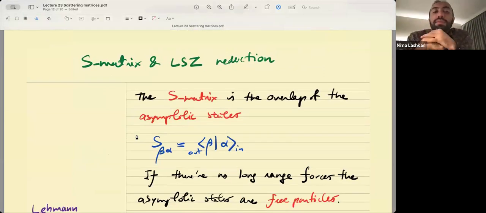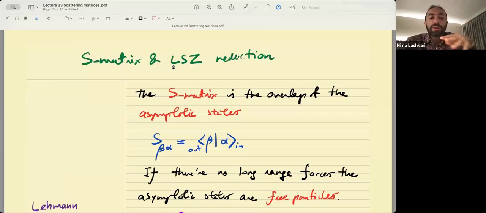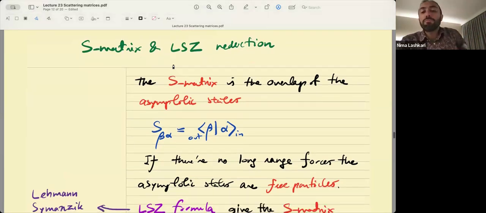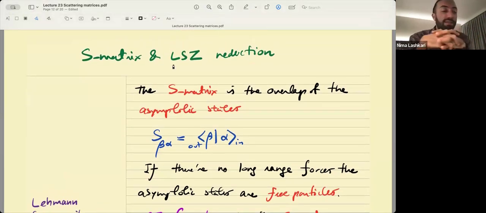All right. Now let's talk about the S matrix and what we're going to call LSZ reduction. We're not going to do justice to this. I'm going to motivate at a high level, in words, what LSZ reduction is first, and we're going to come back to this several times and discuss it. But let me first explain what the LSZ reduction is.